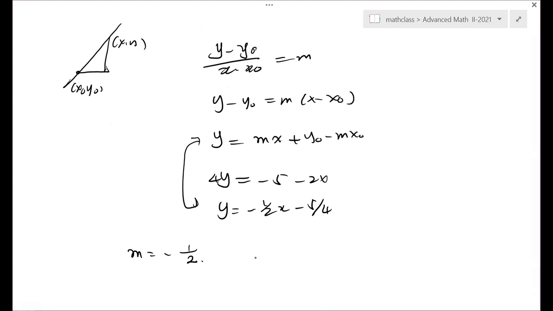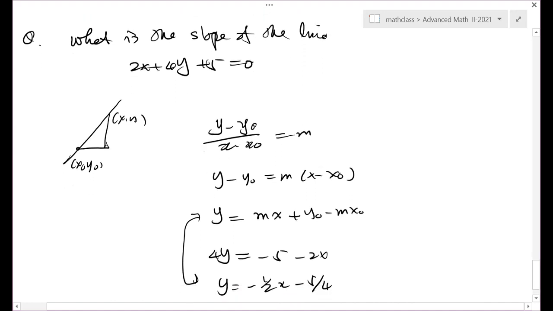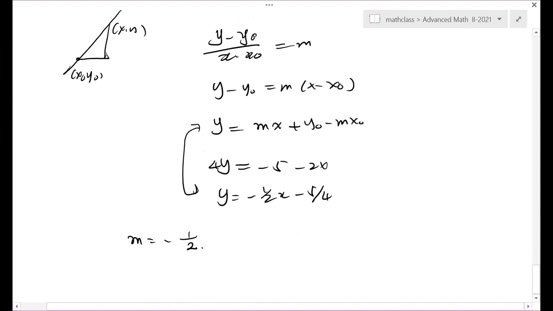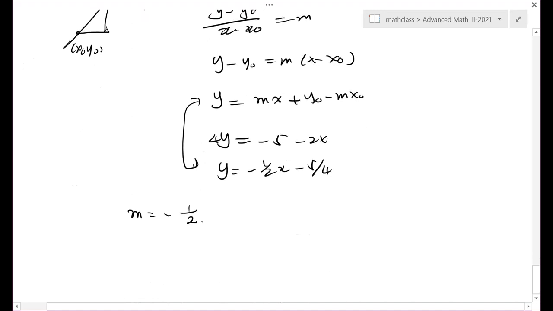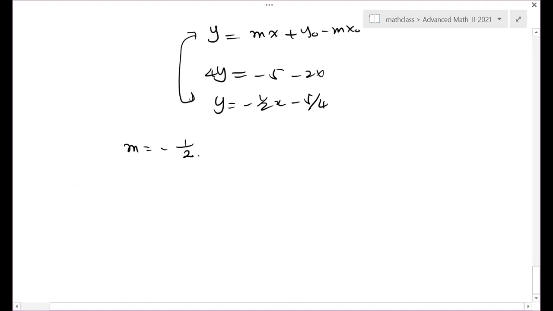It's not 1/3, it's 1/2, right? Did I copy it wrong? It's a 2, yeah, 2, 4y, right, and the 5. Okay. So we get this. That's the slope. So I want you to work on the next problem.